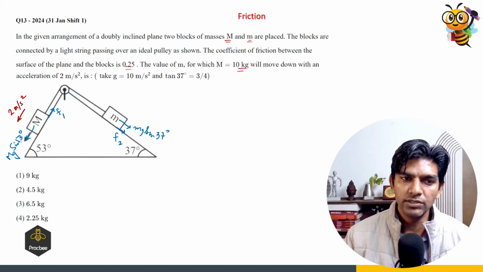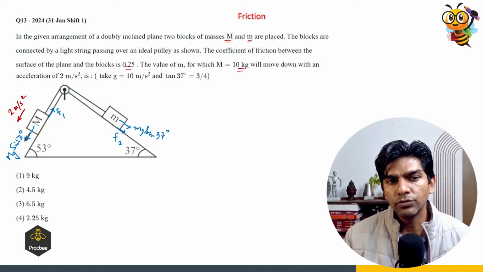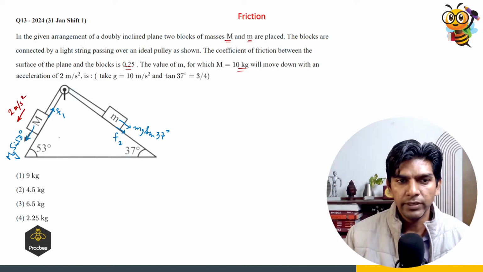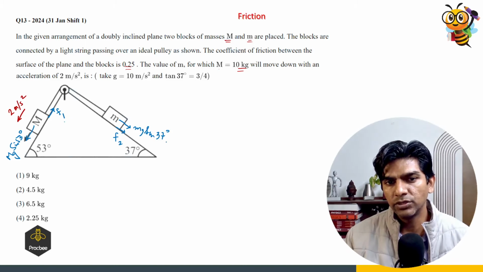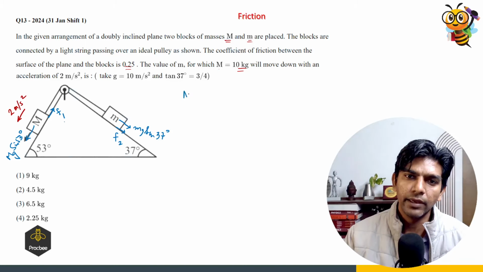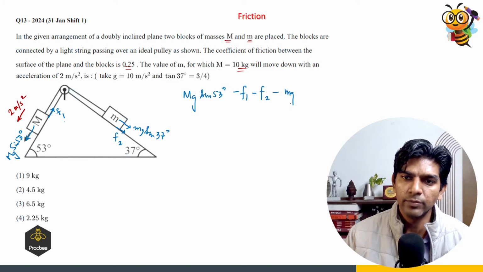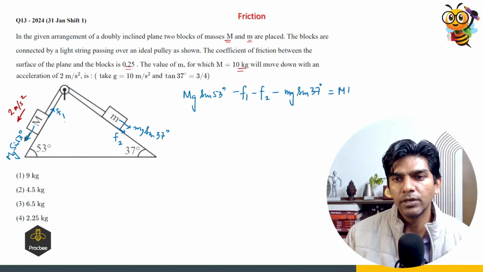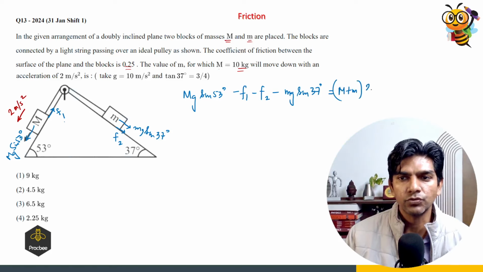We can say capital Mg sine 53 is trying to move this system down the incline on the left side, whereas F1, F2 and small mg sine 37 are opposing it. So we can say the net force which is contributing towards acceleration will be capital Mg sine 53 minus F1 minus F2 minus small mg sine 37 degree, and that should equal the mass of the system times the acceleration. Mass of the system is capital M plus small m, times the acceleration, which is 2.